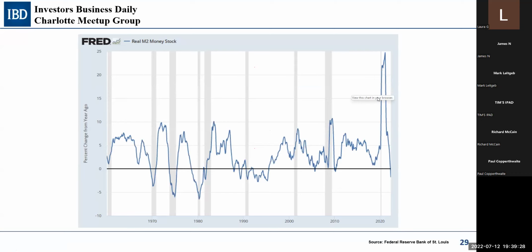So some other headwinds we're talking about with the market: the real money supply, so just liquidity, excess liquidity being sucked out. There's the M2 money stock, the real M2 money stock, adjusted for inflation, which is declining now. You can see other periods where it's turned negative as well, in the 70s and 80s, just as they were dealing with high inflation in that environment too.